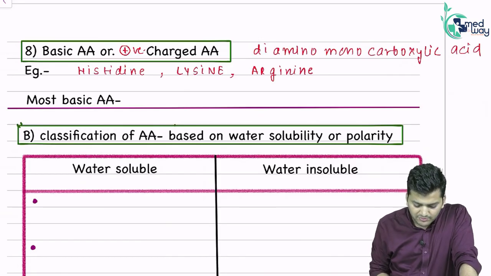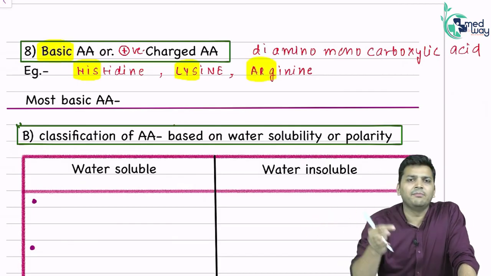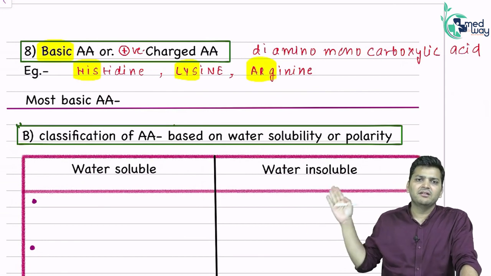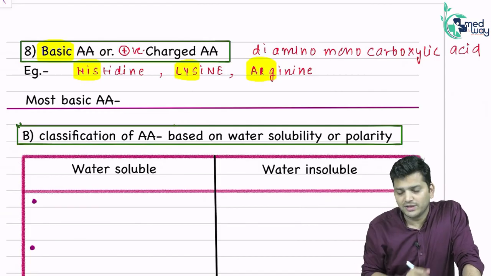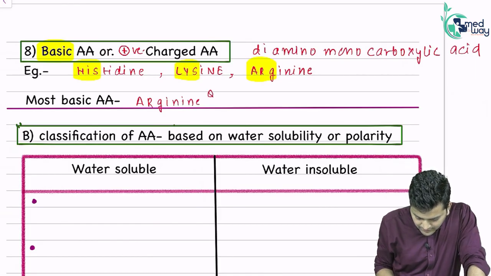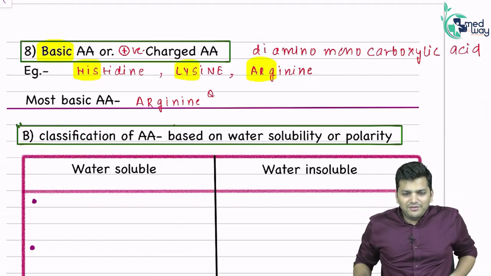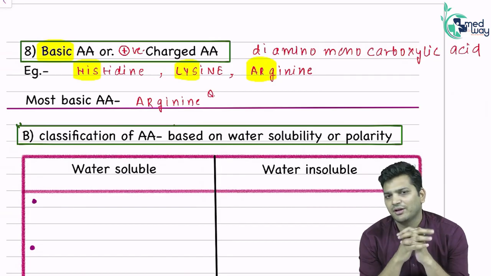Why we are talking about this is because his last urge is very basic. So basic amino acids: histidine, lysine, arginine. His last urge, very basic, very basic. And among these three, the most basic is arginine. Arginine. Right?